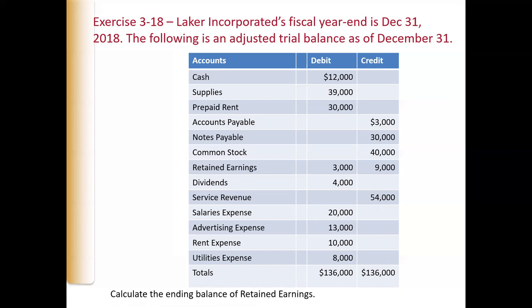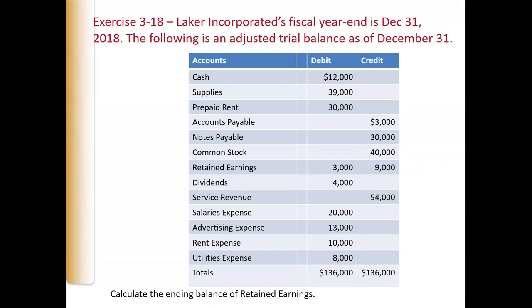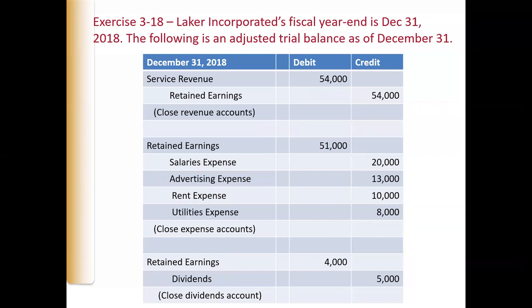Anyone want to give me an idea? I got 12,000, but I didn't do anything with this debit of 3,000 for retained earnings. I just left that out. Okay. So that's great. I mean, you're doing okay.